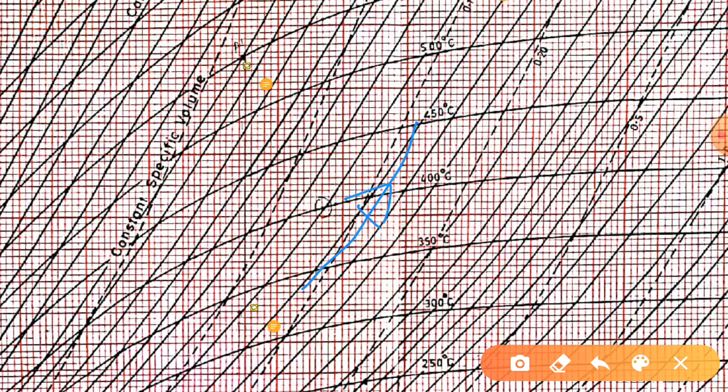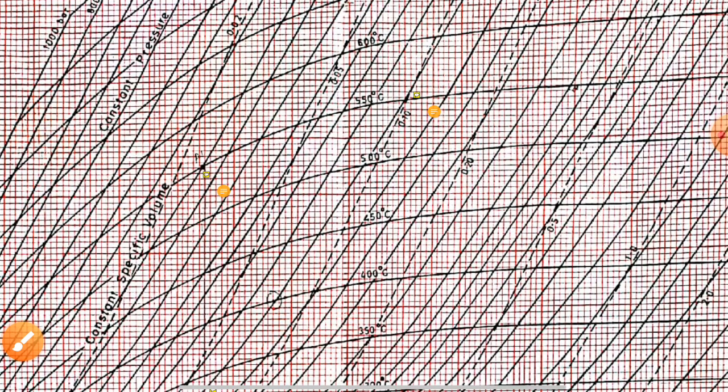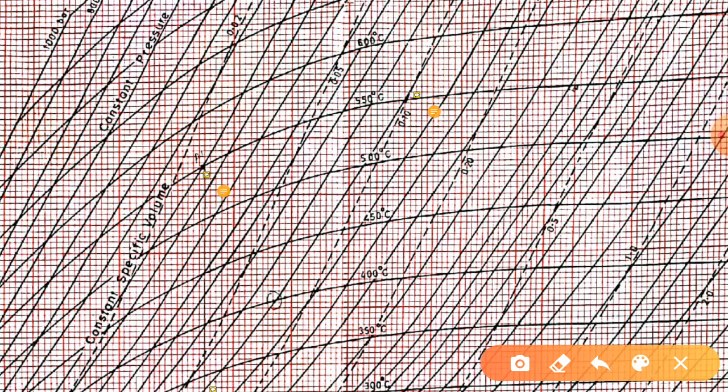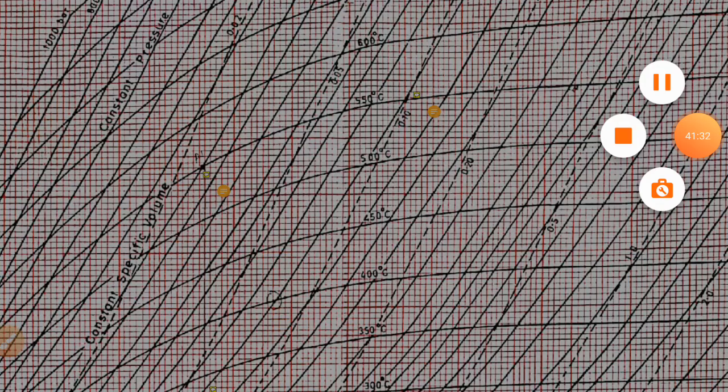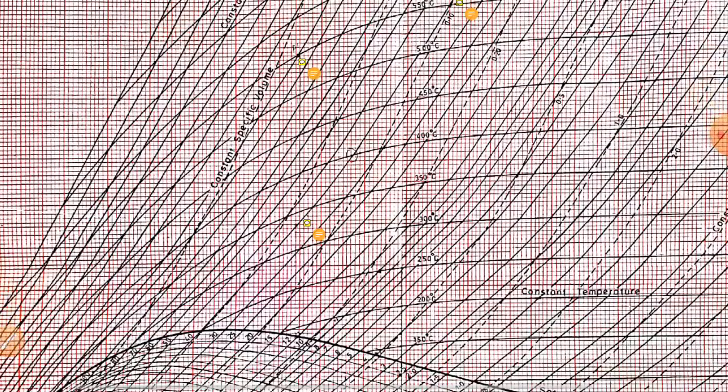Till it cuts the 550 degree Celsius line. Here I have the 550 degree Celsius line. Wherever the 40 bar pressure line and this line cut, that is marked as state point 3. So 3 to 4 again it undergoes expansion. Here 3 to 4 it is isentropic expansion in stage 2.